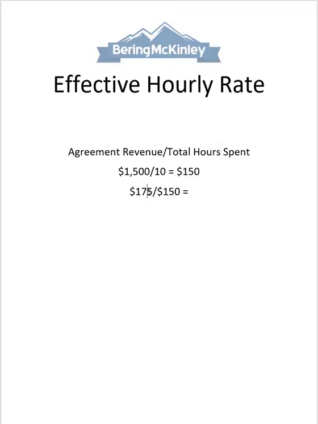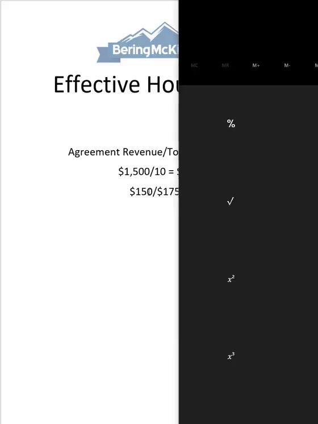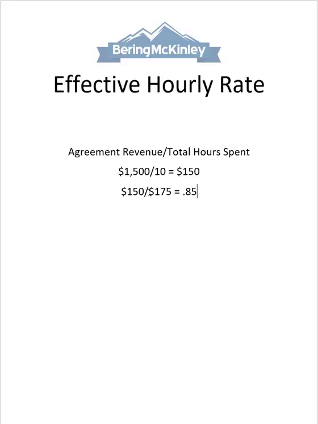Okay, let me just redo the math on here for us. We take what we got and divide by what we want. And my calculator tells me that it's a 0.85. So we're getting 85% of our normal rate. We're getting $150 an hour, but if we were just charging for an hour of labor to somebody, we'd be getting 175, so we're getting 85%.